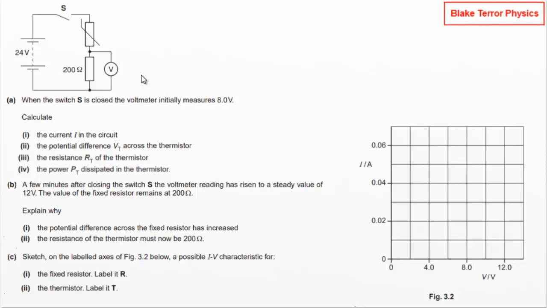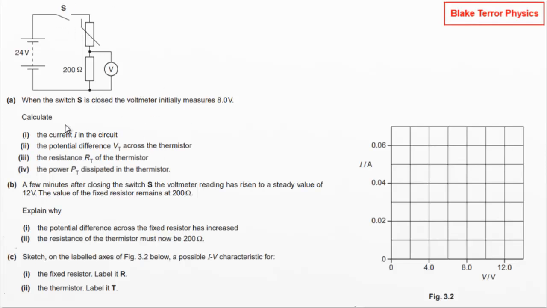We've got here a thermistor in a circuit in series with a 200 ohm resistor, which has got a voltmeter across it. When the switch S is closed, the voltmeter initially measures 8 volts. Calculate the current I in the circuit.